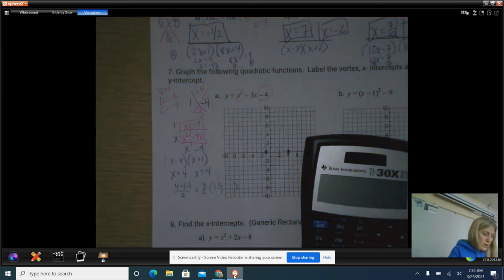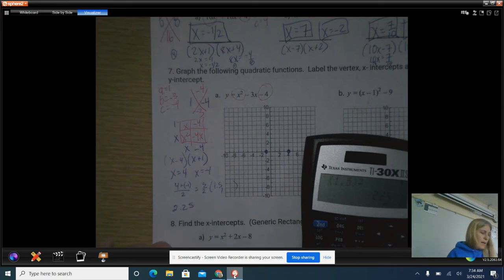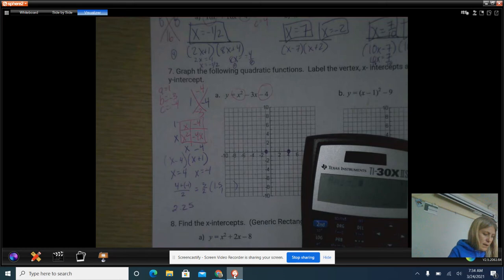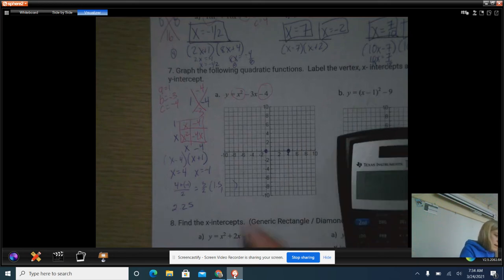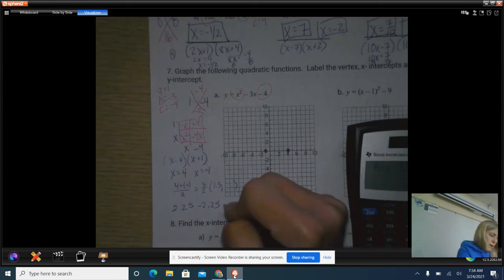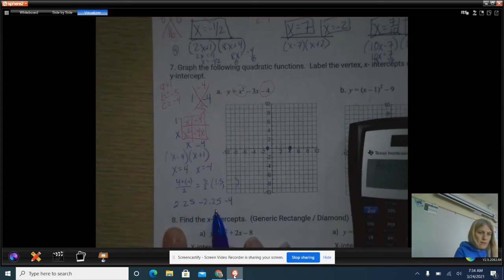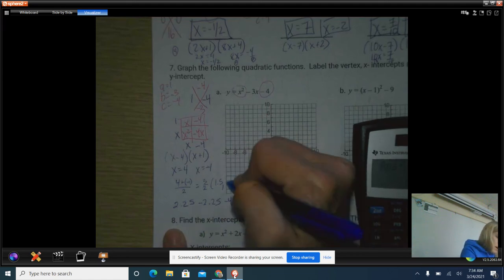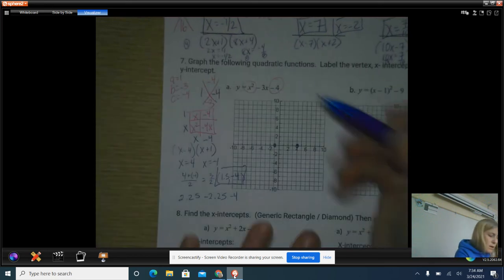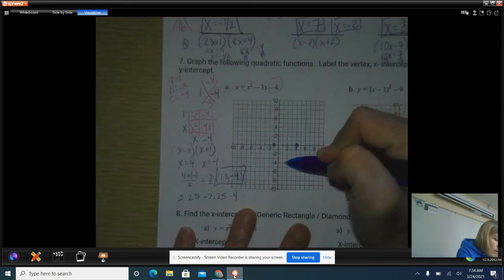So I have, remember to use your parentheses, 1.5 squared, and that gives me 2.25. And then we have our minus 3x, so minus 3 times 1.5, and that gives us minus 4.5, and then minus 4. So 2.25 minus 4.5 is -2.25. Minus 4 is negative 6.25. So my vertex is 1.5 negative 4. So 1.5 negative 4.